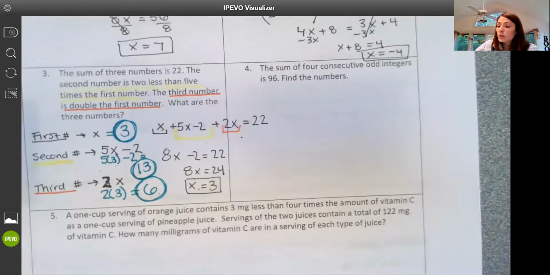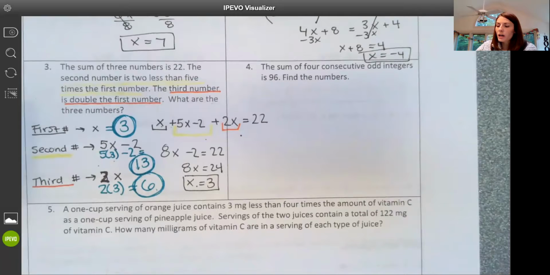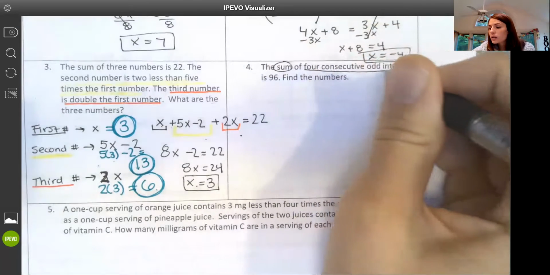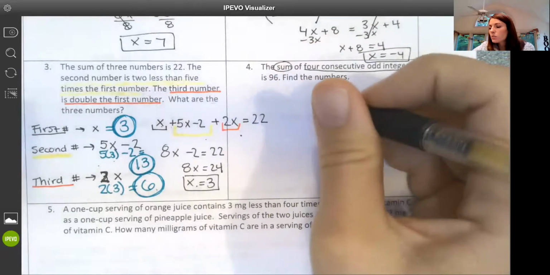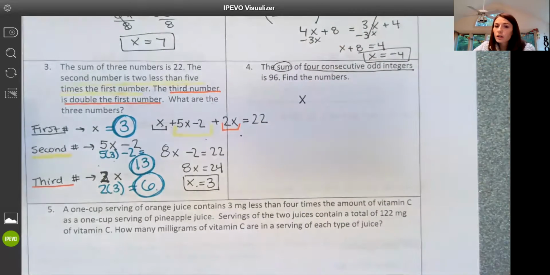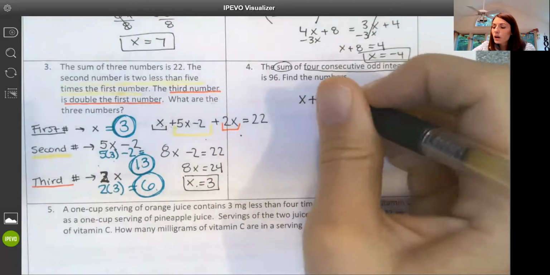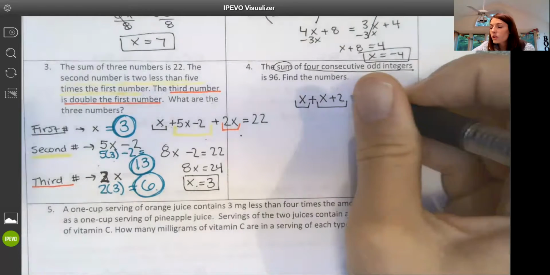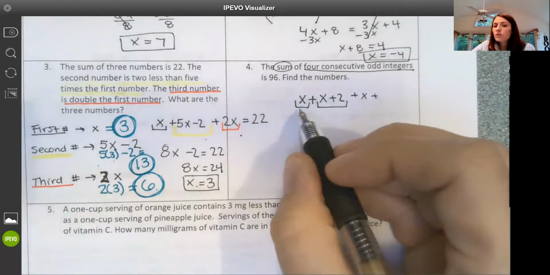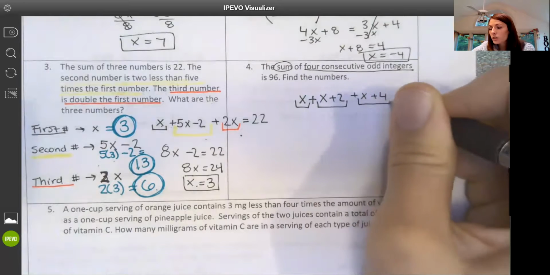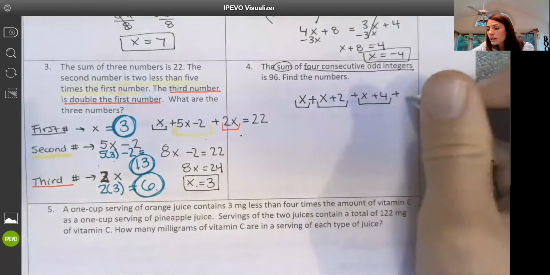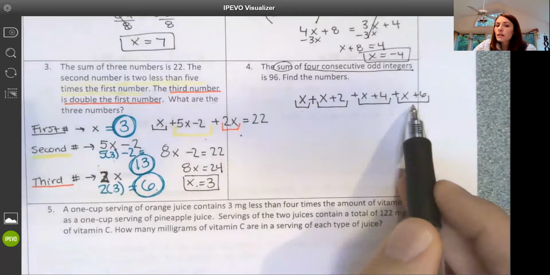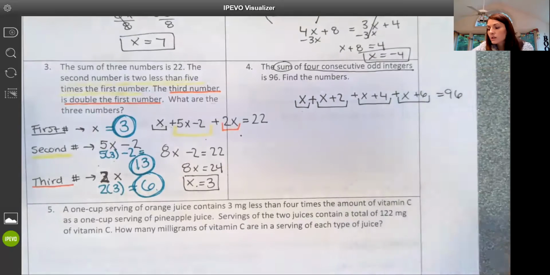Problem 4 is really similar to that, but it uses special integers, consecutive odd or even. So it says the sum, meaning we're adding, of 4 consecutive odd integers. For these problems, we take our first integer and call it x. The next consecutive odd integer would be x plus 2. So here's my first integer, here's my second. The next consecutive odd integer would be this first number plus 4. There's the third term. The next would be the first number plus 6. Here's 4 consecutive odd integers is 96.